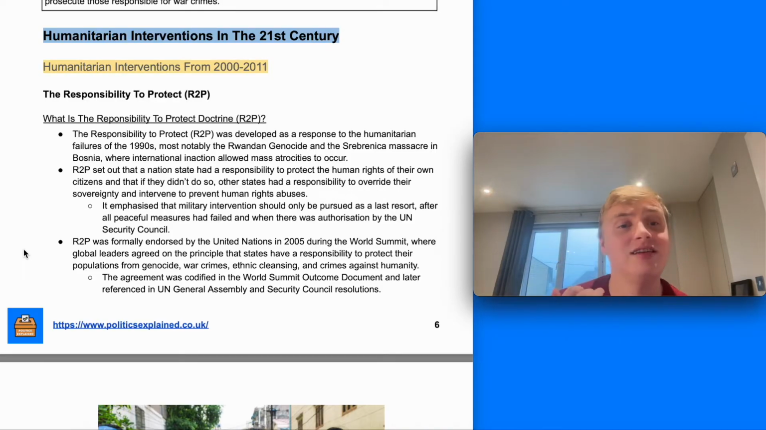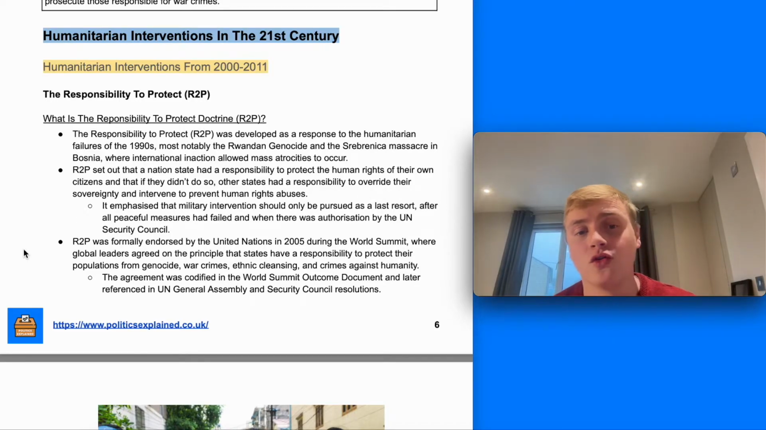And the responsibility to protect sets out that a nation state has a responsibility to protect the human rights of their own citizens, and if they don't and aren't able to do so, and if they threaten them, other states, so the international community, have a responsibility to protect their citizens and override the sovereignty of that nation state to do so. And it emphasizes that military intervention should only be pursued as a last resort, but can be pursued and can override sovereignty when doing so.